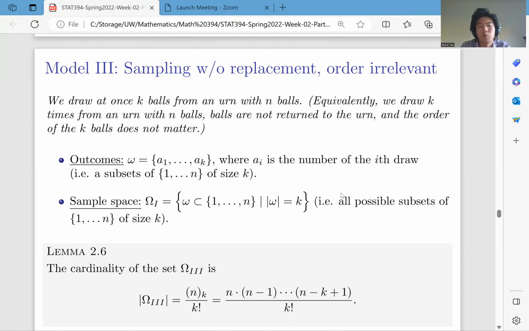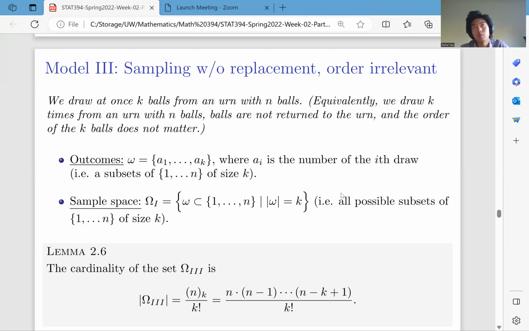So what's the difference between Model 3 and Model 2? The not-returning pattern is the same, which means you remove one ball each time. The first time you have n balls inside, the second time you have n minus 1 balls, the third time you have n minus 2 balls, and the fourth time you have n minus 3 balls, and so on. But what does order irrelevant mean?